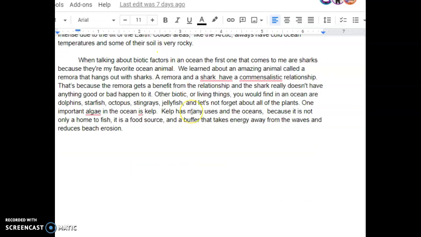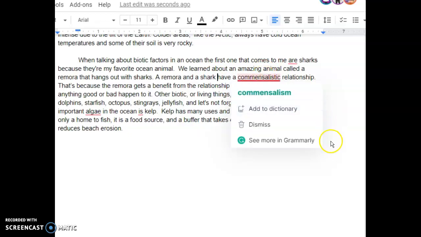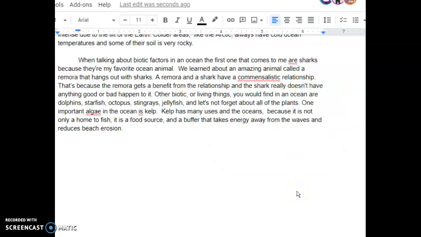When talking about biotic factors in an ocean, the first one that comes to mind for me is sharks because they're my favorite ocean animal. We learned about an amazing animal called a remora that hangs out with sharks. Do you remember learning about those? I would hope so. We talked about them like 10,000 times. A shark and a remora have a commensalistic relationship, not commensalism, commensalistic relationship. That's because the remora gets a benefit from the relationship. The shark doesn't get anything, good or bad.